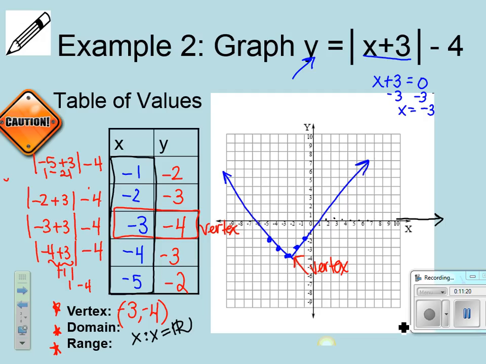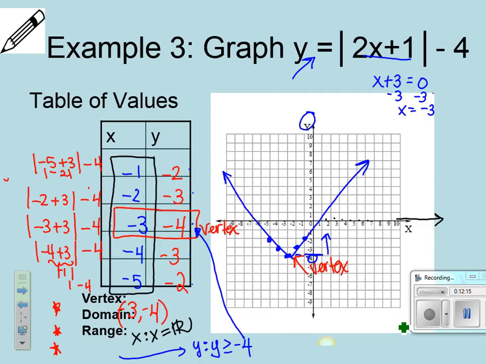Okay, and now the range of this graph is the y values. If I'm looking at the y values, this is the y-axis, it started at negative 4. This is negative 4 right there. And the y values went up from negative 4. If you look at the table, it went from negative 2 to negative 3 to negative 4, back up to negative 3, back up to negative 2, never going lower than negative 4. So the range is y such that y is greater than or equal to negative 4. You can see that that's the y value of your vertex. That helps you. And the graph is going up from there, so it's greater than or equal to negative 4.